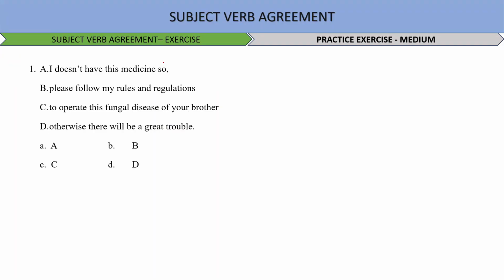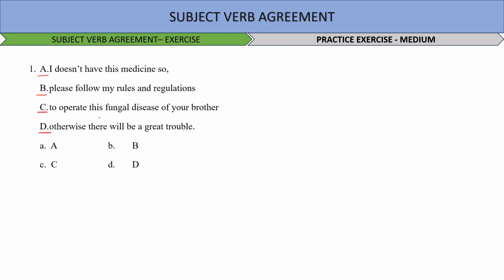Okay, so question number 1 has 4 sentences, and out of these 4 sentences we have to find which one is the incorrect one. "I doesn't have this medicine, so please follow my rules and regulations to operate this fungal disease of your brother, otherwise there will be a great trouble." This is a whole sentence which is divided in 4 parts, and we have to look for the one which is incorrect.